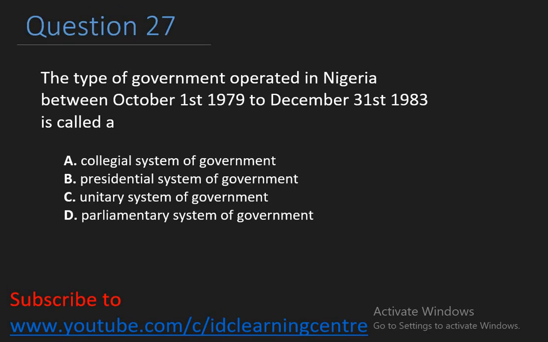Question 27. The type of government operated in Nigeria between October 1st, 1979 to December 31st, 1983 is called A. collegial system of government, B. presidential system of government, C. unitary system of government, D. parliamentary system of government. The right answer is B. Presidential system of government.